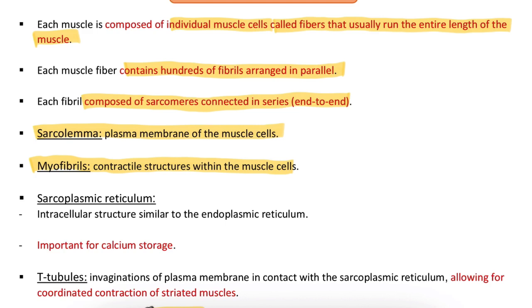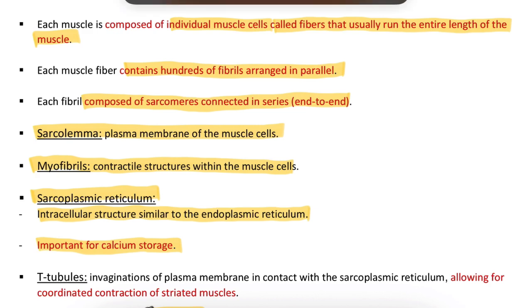Next one, the sarcoplasmic reticulum. The sarcoplasmic reticulum is an intracellular structure similar to the endoplasmic reticulum, and it's important for calcium storage. This is very important for your basic physiology. They might ask this type of question.